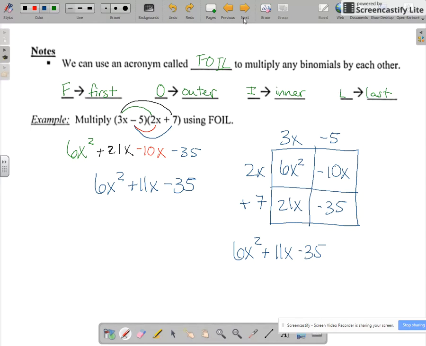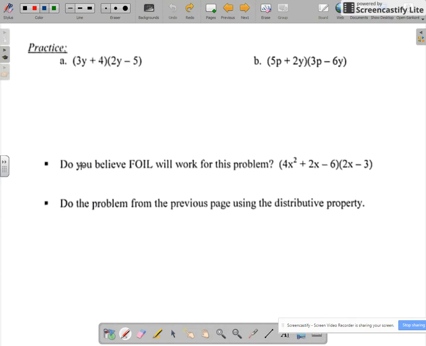So let's do a couple more examples. Feel free to pause this video at any time to try some on your own as well. Practice letter A, again using the FOIL method. 3y times 2y for our firsts gives us 6y squared.